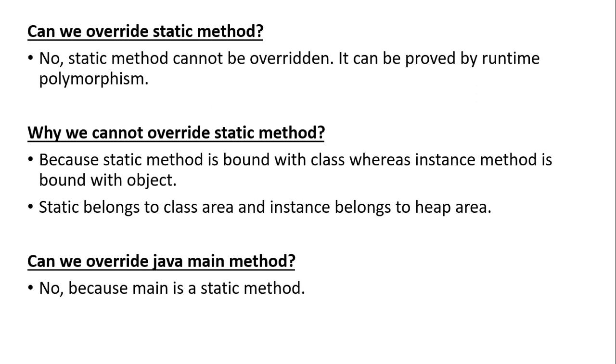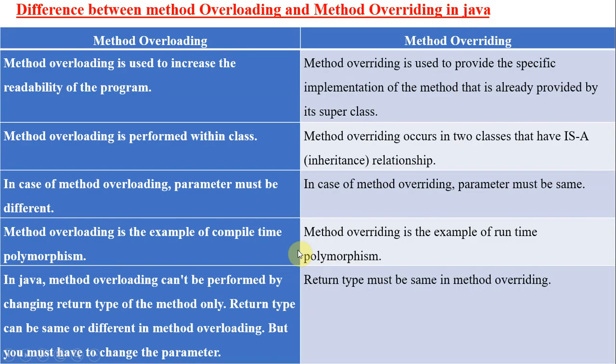Can we override a Java main method? No. Why? Because main is also a static method. Static methods cannot be overridden, so main also cannot be overridden. And these are the differences between method overloading and method overriding. What we have discussed till now is presented here.